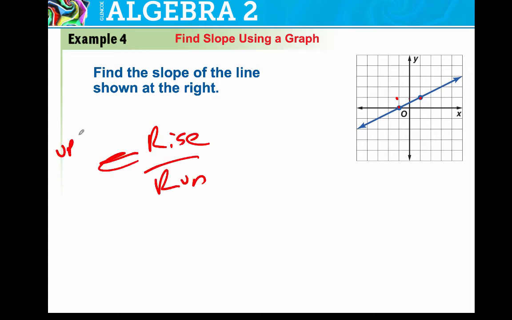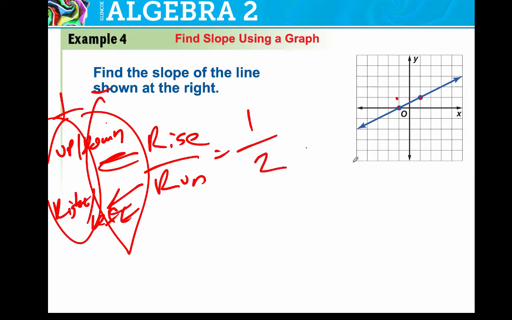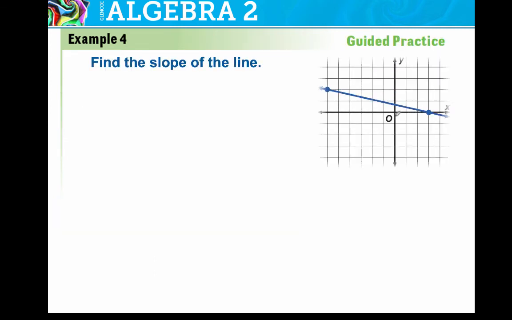Rise is up, down. Run is right, left. Up and right are positive. Down and left are negative. Up 1, right 2, boom, it's a half. You should be able to follow that pattern. Up 1, right 2. What if we went down 1, left 2? Well, that's negative 1 over negative 2. Still works out.